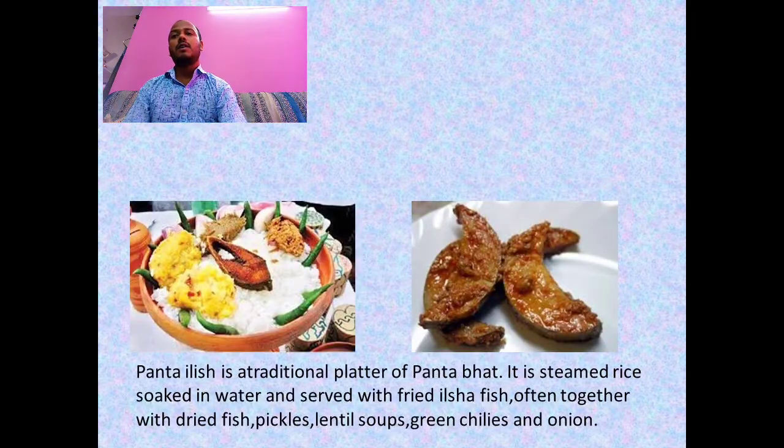So the next one is panta ilish. Panta ilish is a traditional platter of panta bhat. It is steamed rice soaked in water and served with fried ilish fish, often together with dried fish, pickles, lentil soups, green chilies, and onion. Here we can see in the picture a platter of boiled rice. Here we can see some green chilies, some onions, some smashed potatoes, and a fried ilish fish.